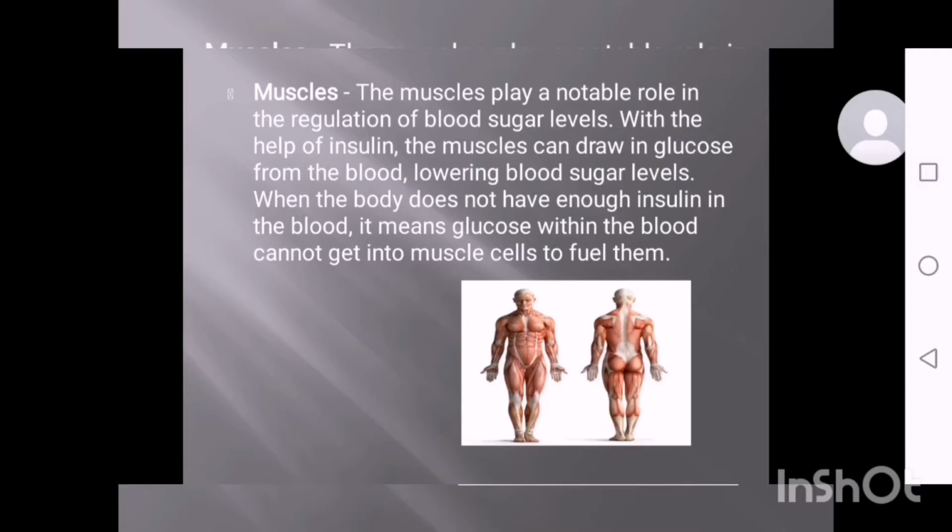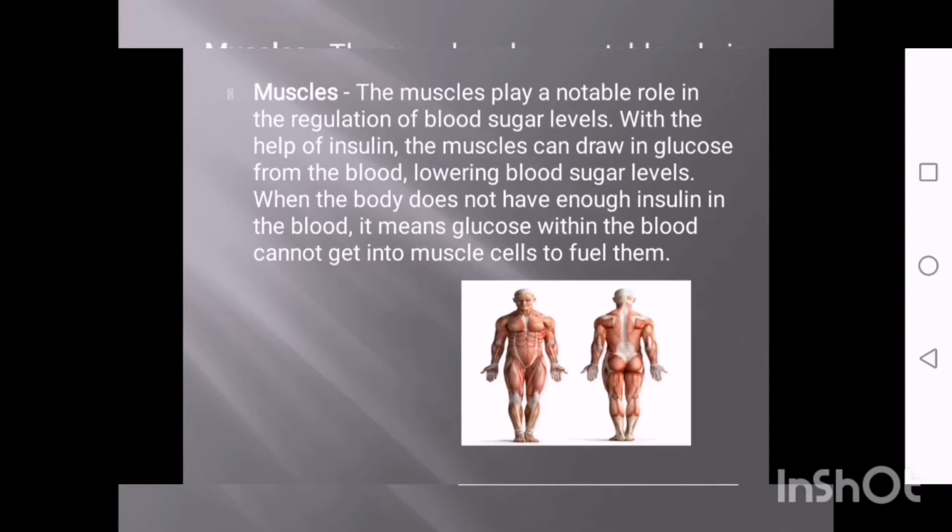Now we'll be discussing the role of our muscle in the regulation of our blood sugar levels. Before I proceed to my main topic, let me give you an overview of what muscle is. Of course, I know that all of us are already familiar with what muscle is. So what is muscle? Muscle, or our muscular system, is an organ system consisting of skeletal, smooth, and cardiac muscle. Its function is that it permits movement of our body.